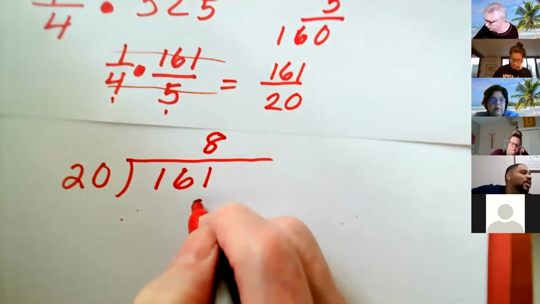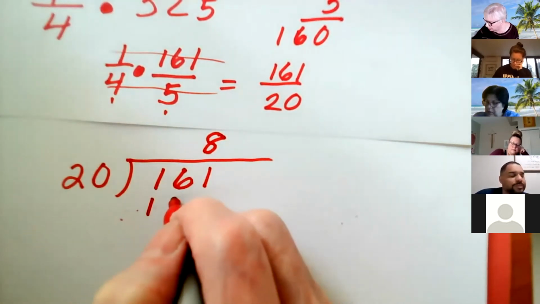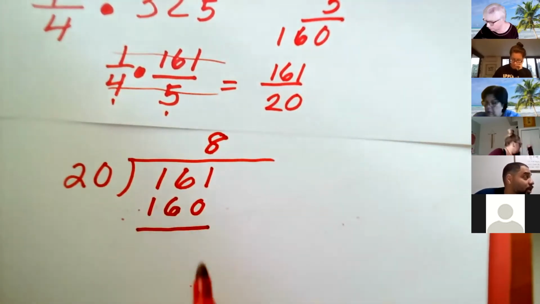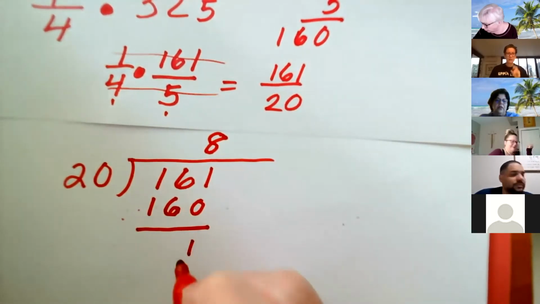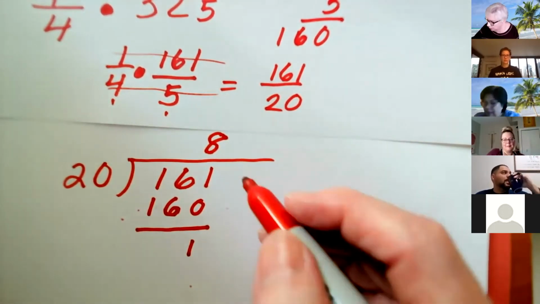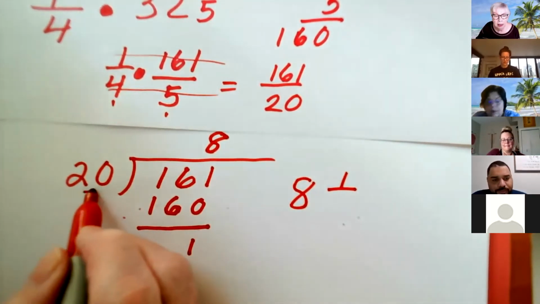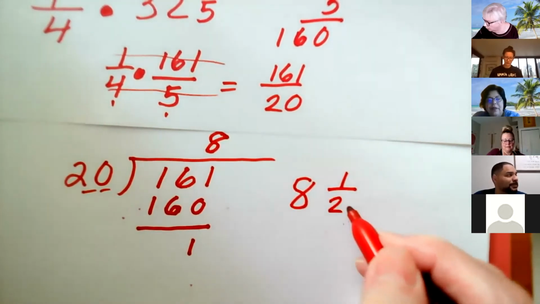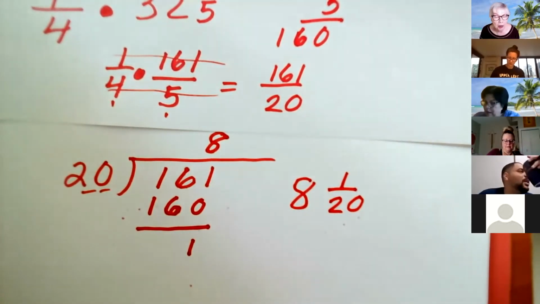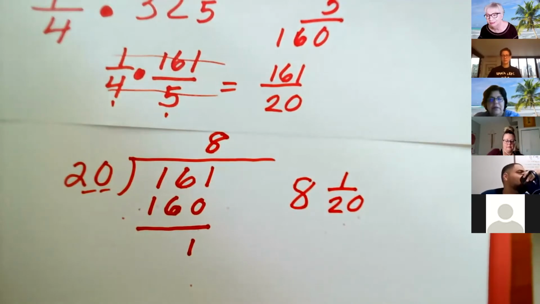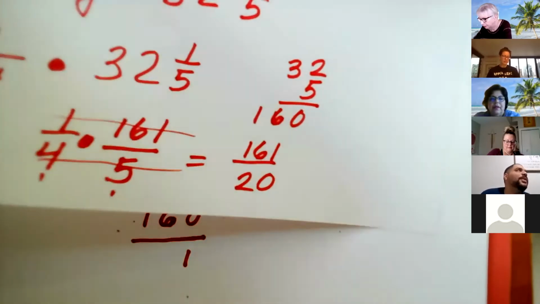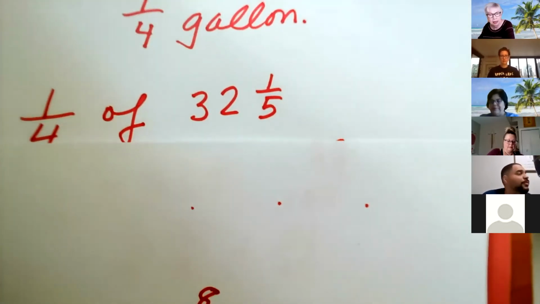8 times 0 is 0. 8 times 2 is 16. 1 left over. So our answer is 8, 1 left over, divided by 20. So that's how far we can go, 8 and 1/20 miles. Can you get home? You wanted to know if you could make it home, right? 8 miles, that's how far you can go. Okay. I think that's the best approach.